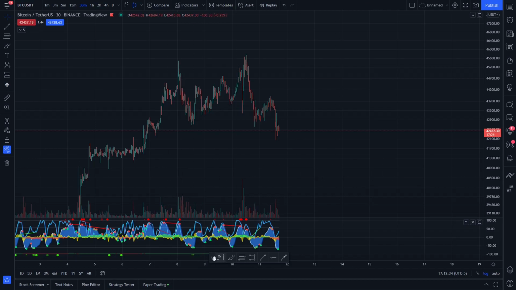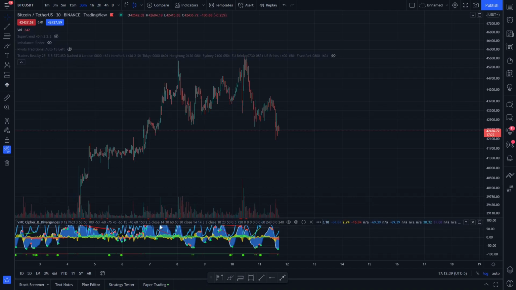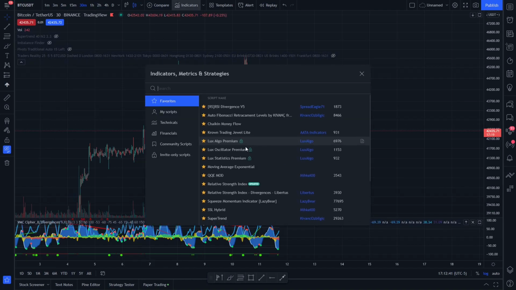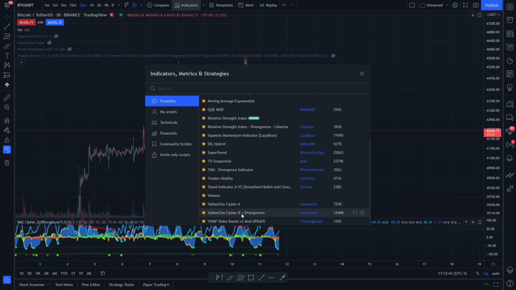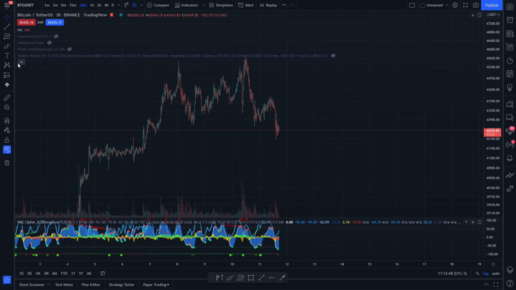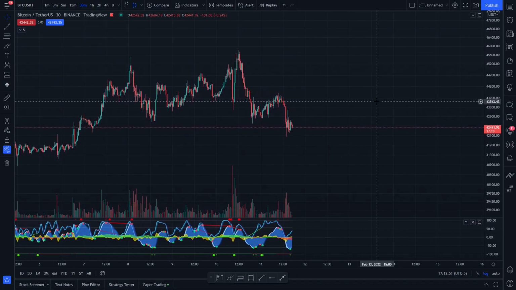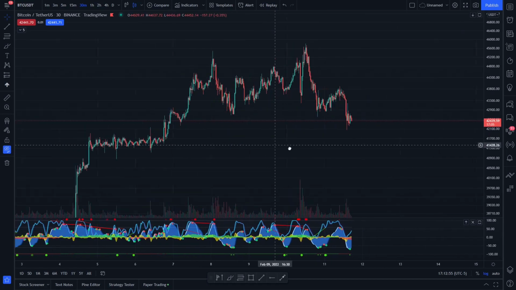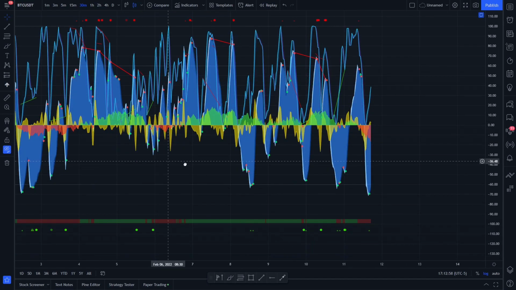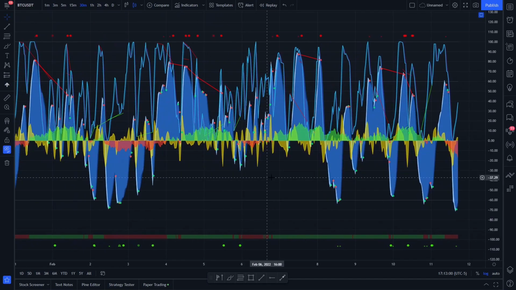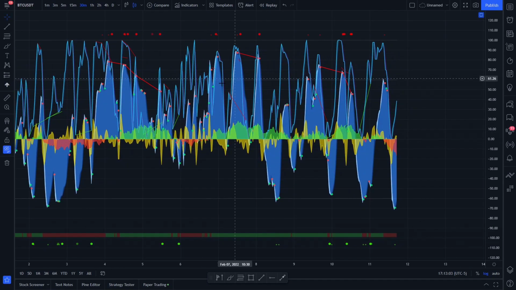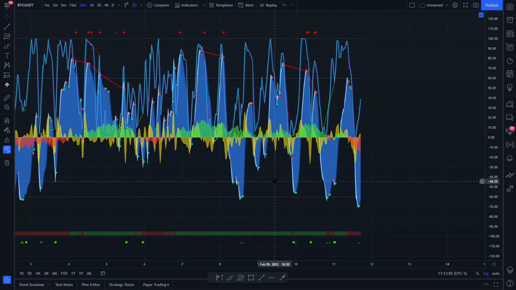So the indicator we're going to be talking about today is the VuManChu. I'll show you guys quickly the name of it. It's VuManChu Cipher B plus divergences, made by this guy here. Basically it's a free Market Cipher tool to use on TradingView. I started using it maybe a month ago. It seems like a lot of stuff, but if anyone knows anything about Market Cipher, it's basically just money flow and the direction of money, whether it's coming in or going out.